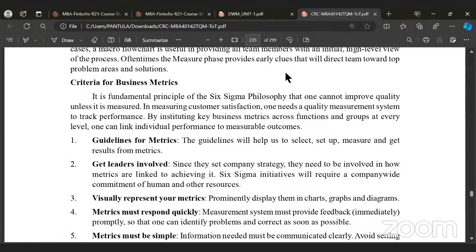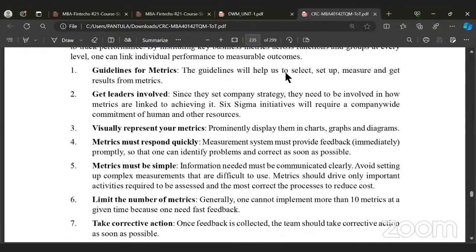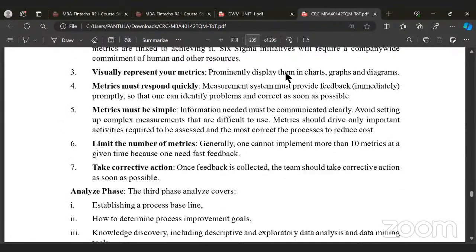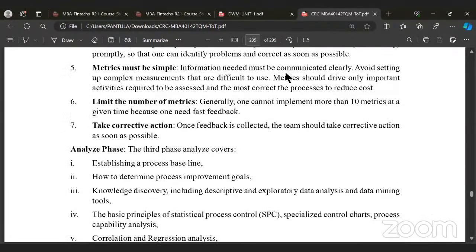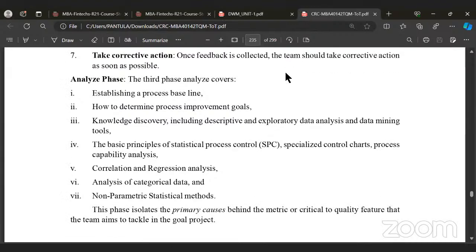Critical criteria for business metrics, guidelines for metrics: get leaders involved and visually represent your metrics. Metrics must respond quickly. Metrics must be simple, and limit the number of metrics. Take care. So, the analyze phase.